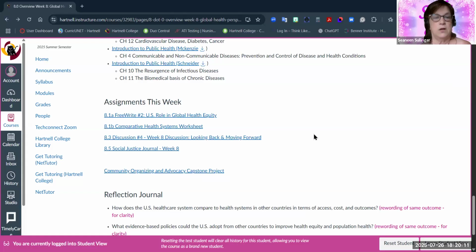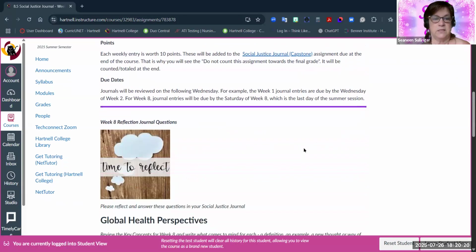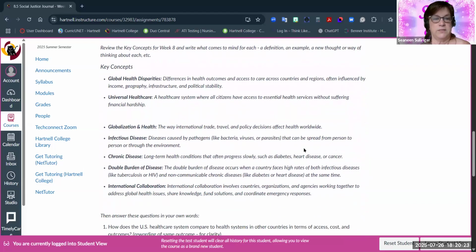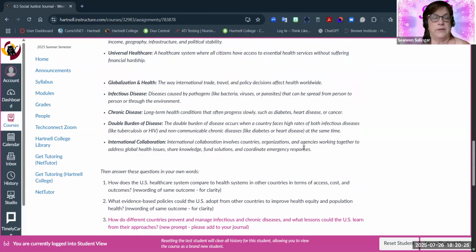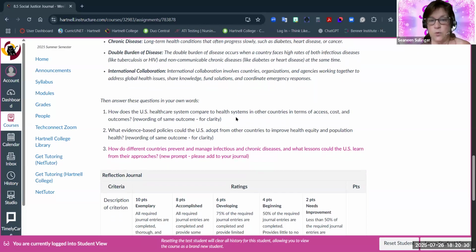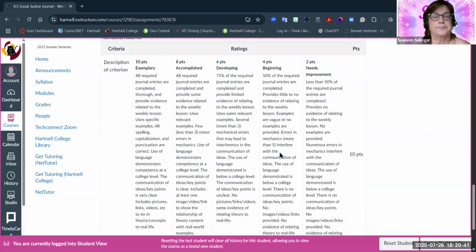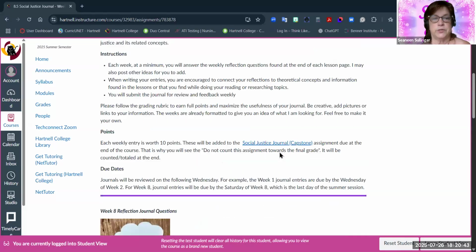And then your final social justice journal entry. I did update the assignment to reflect the key concepts that are in the lesson and the questions to answer. The first and second questions are the same question, just worded a little better for clarity. The third question is a new question, so you would need to add that to your journal. And then there is the description of the criteria.